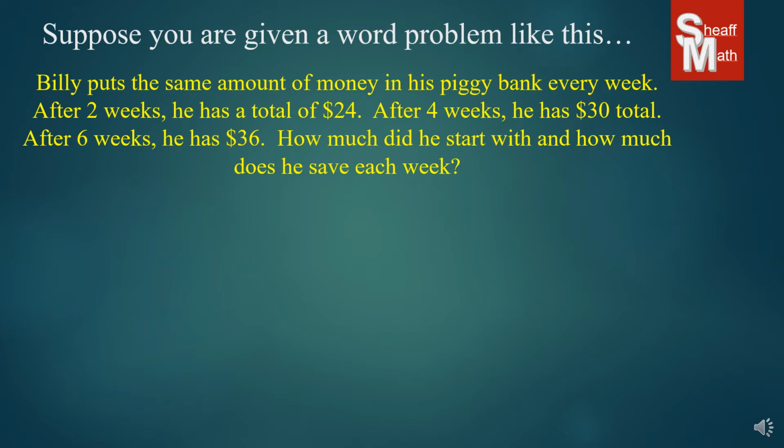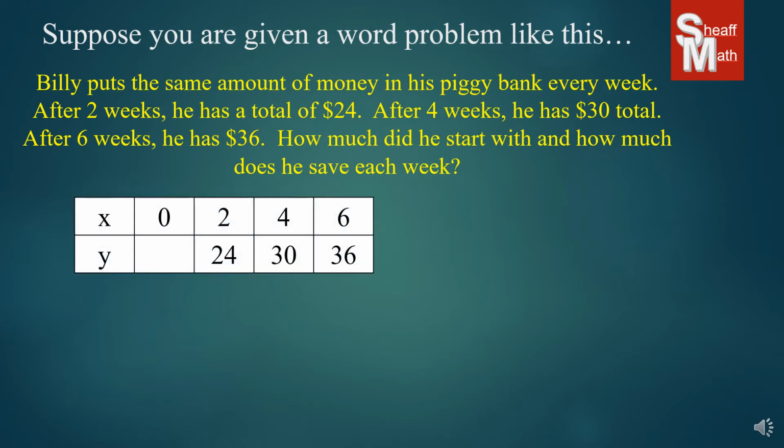Okay, now this is a sequence in a way. And so the way that I have my students approach this is to put it into an XY table, horizontal table. And so you can see that after 2 weeks, 24, 4 weeks, 30, 6 weeks, 36. So you can know that the X equals the amount of weeks saved and the Y is the total money. So we're going to write an equation from this information.